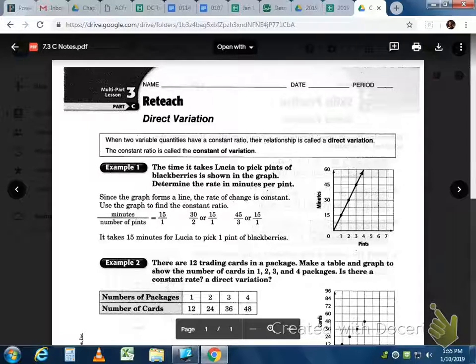When two variable quantities have a constant ratio, their relationship is direct variation. One is related directly to the other. Until I show you examples, all these words aren't going to mean anything to you, but I still need to get the definitions out to you so that you hear them. Eventually it'll make sense. The constant ratio is called constant of variation. So let's look at their first example.